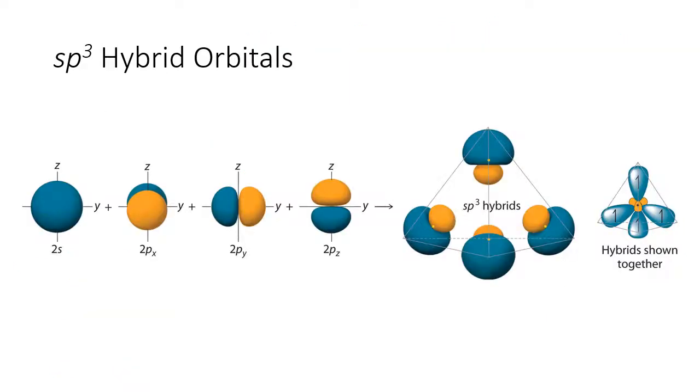Looking at the formation of our sp3 hybrid orbitals, we threw into the mix one s and 1, 2, 3 p orbitals. Those were our atomic orbitals. We got out of the mixture 4 new sp3 hybrid orbitals, all equal energy, equal size and shape, and they orient themselves along the corners of that tetrahedron shape.